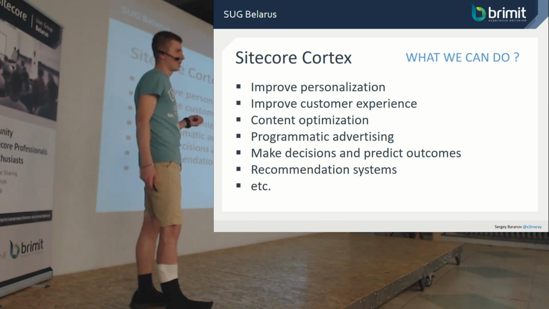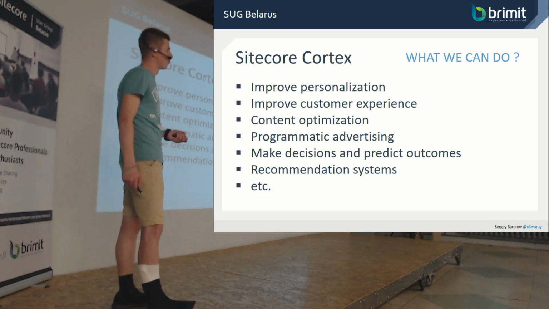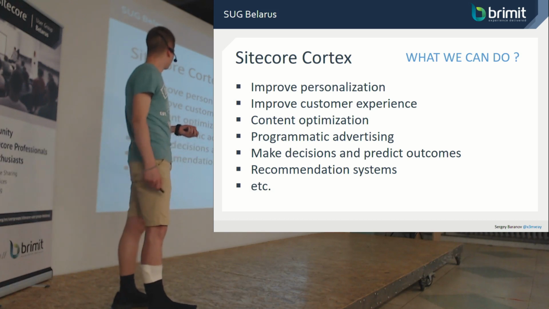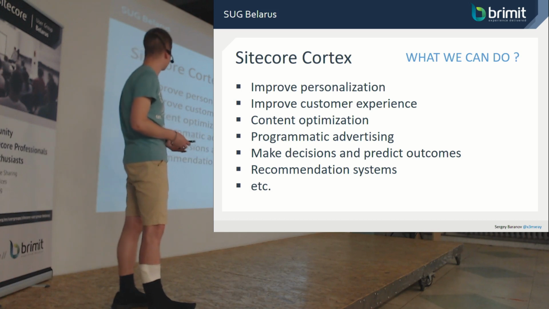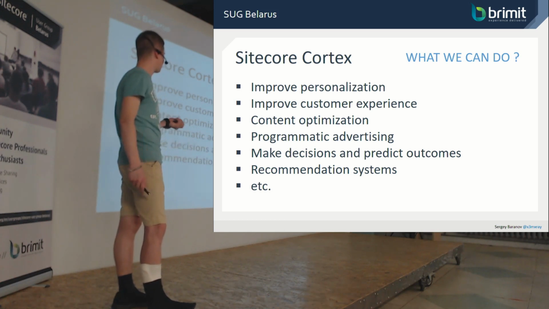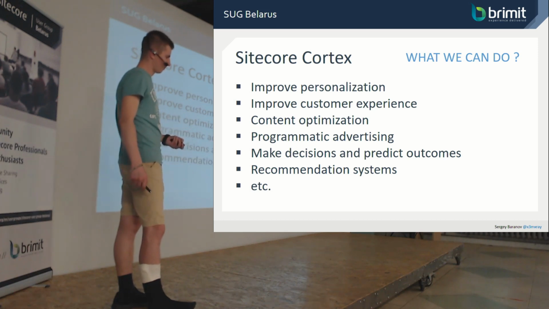And what can we achieve by using Sitecore Cortex? We can, of course, improve our content and personalization. We can do programmatic advertising based on different types of users. We can create segmentations of users, for example, to send different mailouts to different types of users. Also, machine learning can make predictions for forecasting. And there are many features like recommendation systems, churn analysis, spam detection. There are many.